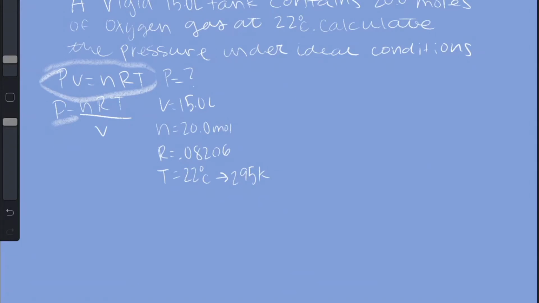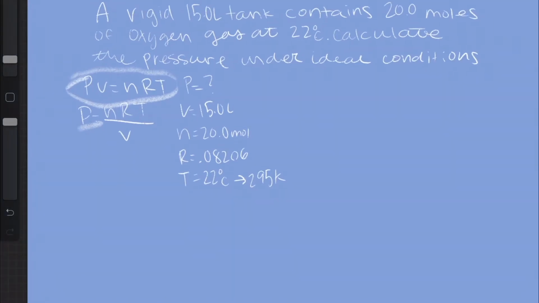Then we have the V, which equals 15 liters. N, which equals 20 moles. The R, which is the constant of 0.08206. And then T, which is the 22 degrees Celsius, but we're going to convert that into Kelvin. So we have 295 Kelvin. And so then we're just going to plug that in.